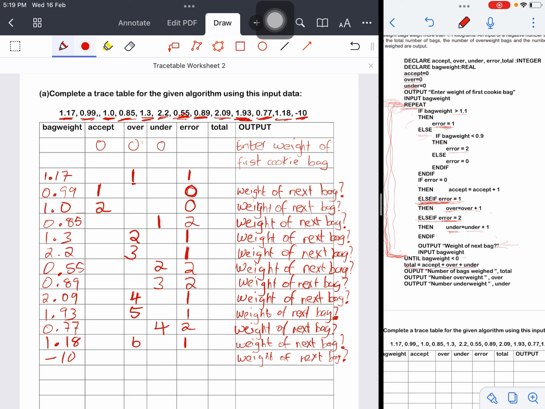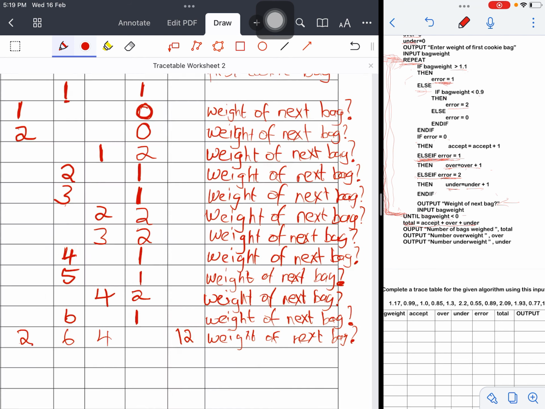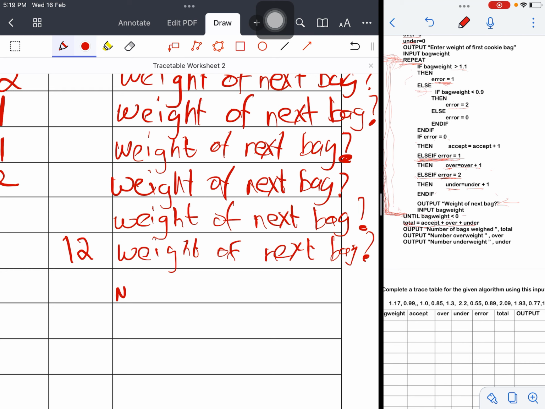So we go there and it says total is equal to accept plus over plus under. What is accept? Accept is currently 2. Over is currently 6, under is currently 4. So 2 plus 6 plus 4 is equal to 12. So we put 12 there. Then it says the final part, output number of bags weighed. So now I'm going to zoom in here and state the number of bags weighed is total. Total is currently 12, so we put 12 there.